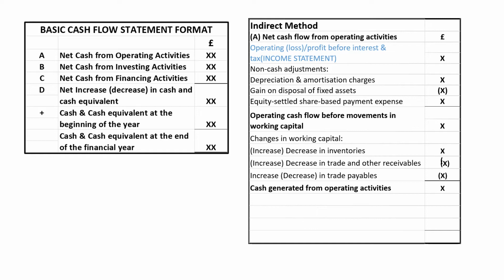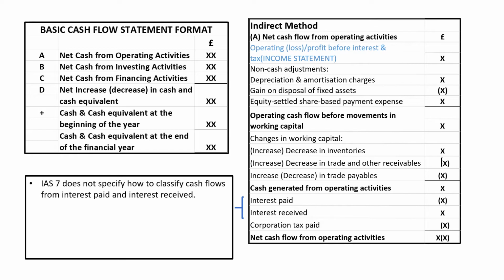Again, these are all adjusted to the operating cash flow before movements in working capital to arrive at the cash flow generated from operating activities. Next is the interest paid, which is a deduction, interest received, which is an addition, and finally corporation tax paid, which is a deduction. And that gives us the net cash flow from operating activities.